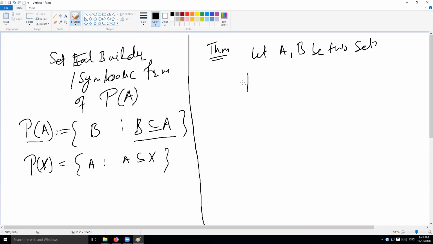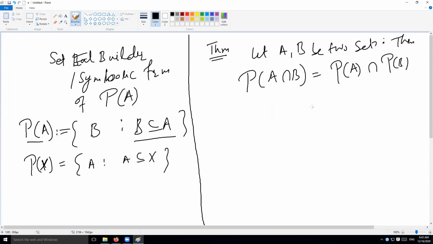Then consider the power set of the intersection of two sets. In other words, take their intersection and then find all of its subsets, and put those subsets in this set, so you're going to get the power set of A intersection B. Then what we have to prove is that the power set of the intersection is basically the intersection of the power sets.